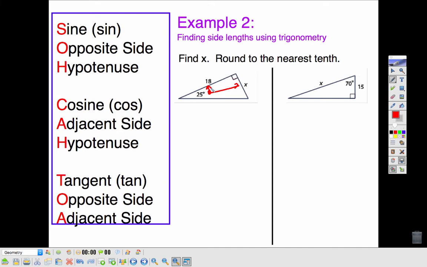We've got that and that. So which trig function do you think we're going to use? Ryan, what do you think? Opposite and hypotenuse. No, it's tangent. It's not the hypotenuse this time. Because which one's the hypotenuse?